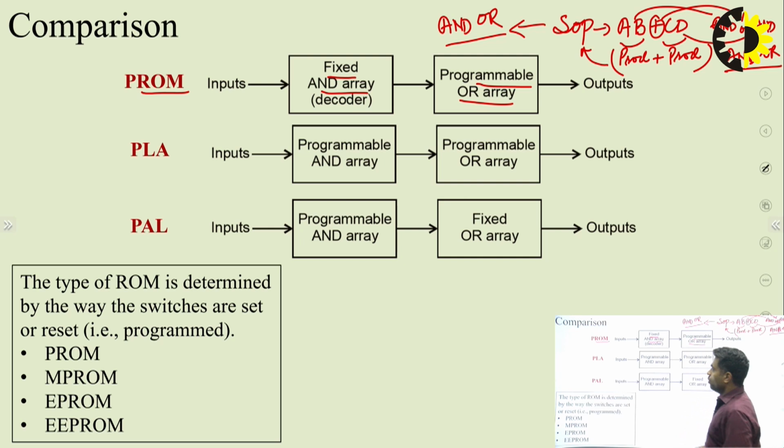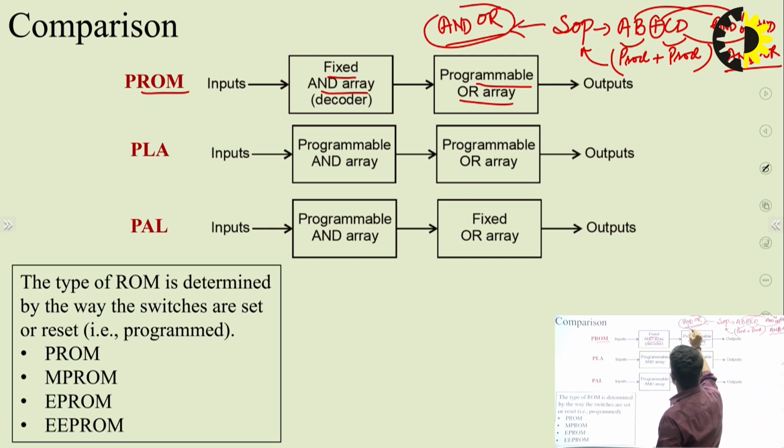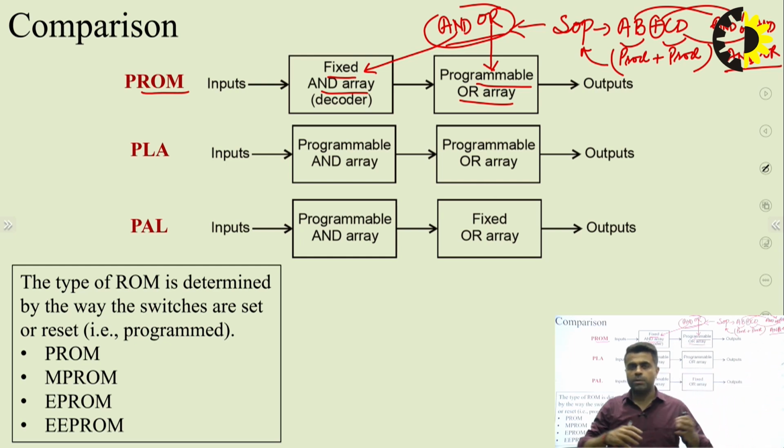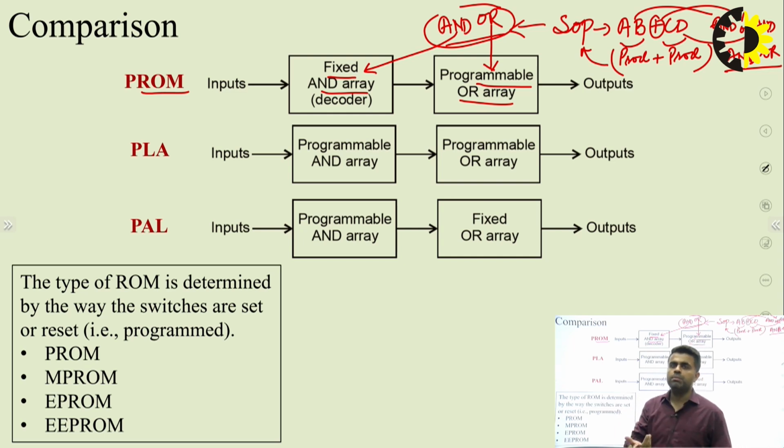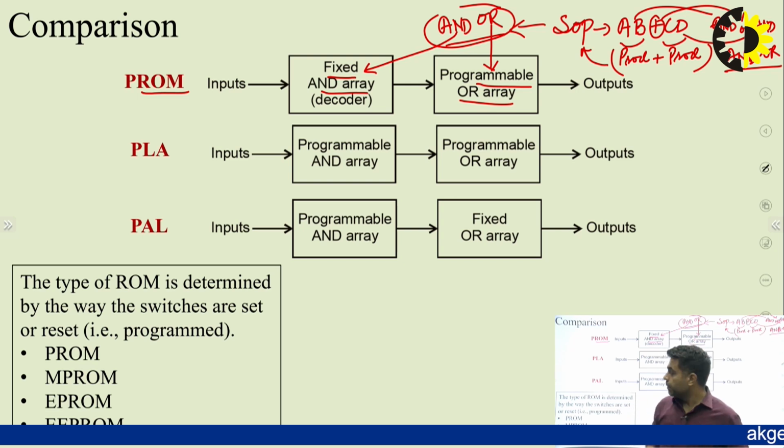Now PROM is saying that out of this AND and OR, the AND is fixed and the OR is programmable. And why have we mentioned array? Because there will be multiple AND gates, and multiple AND gates collectively are termed as the AND array, and similarly there can be multiple OR gates, which are termed as the OR array. So in a PROM, the AND array is fixed.